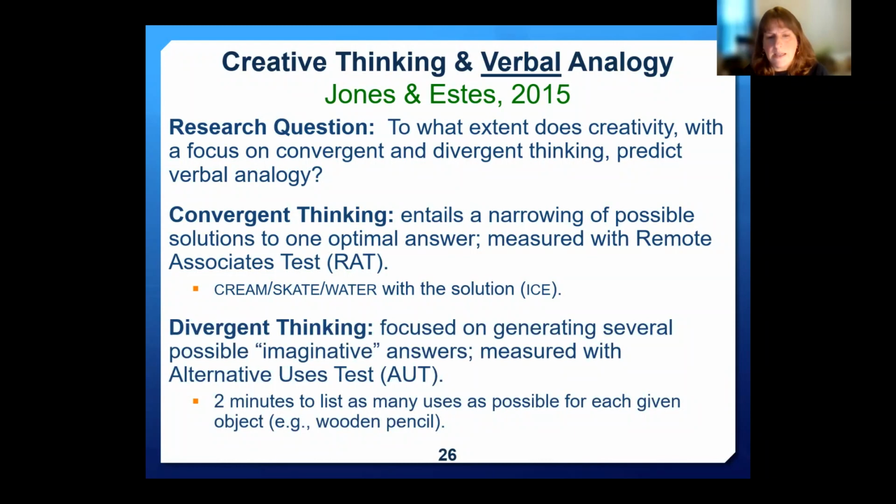And then the divergent thinking task focused on generating several possible imaginative answers. And this is measured with the alternative uses test. In this test, participants typically have 2 minutes to list as many uses as possible other than the intended use for each given object. One of the objects we used in both of the studies within this paper was wood and pencil.